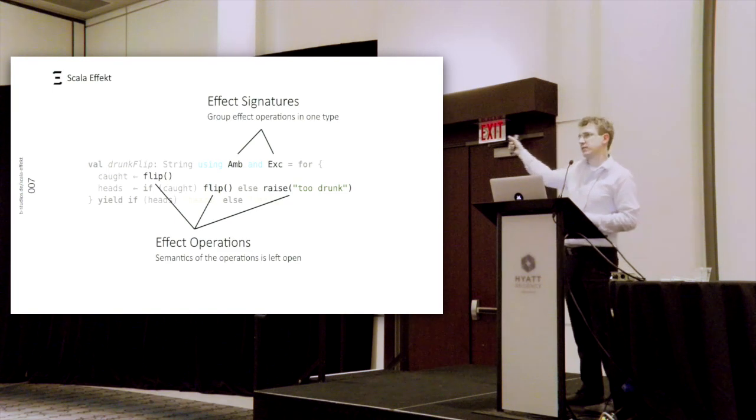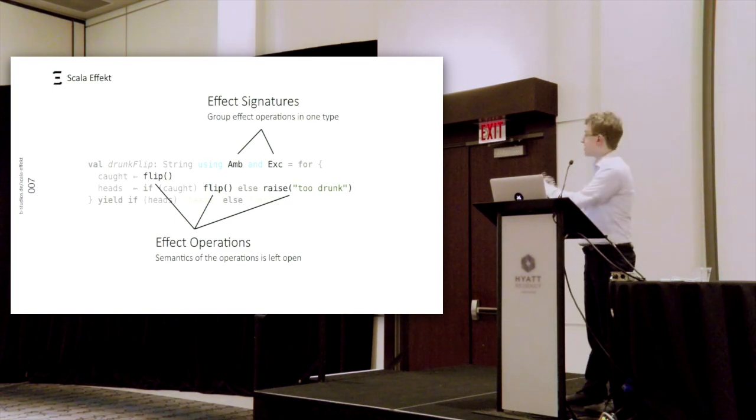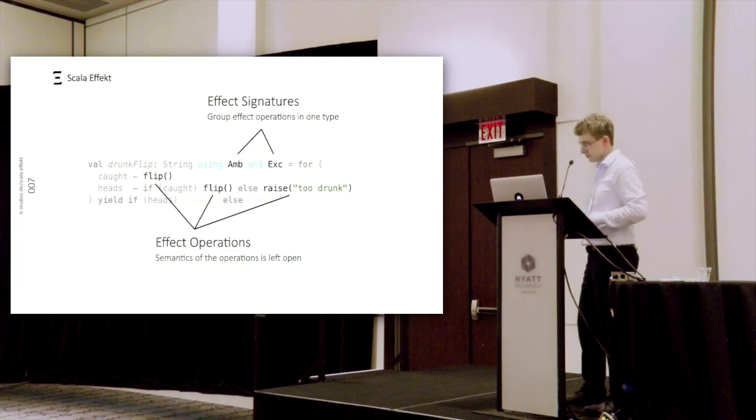And this is also reflected in the type. So in our type, we see it eventually will return a string, but it uses 2 different effects. It uses the ambiguity effect, Amb, and an exception effect, Exc. Okay?